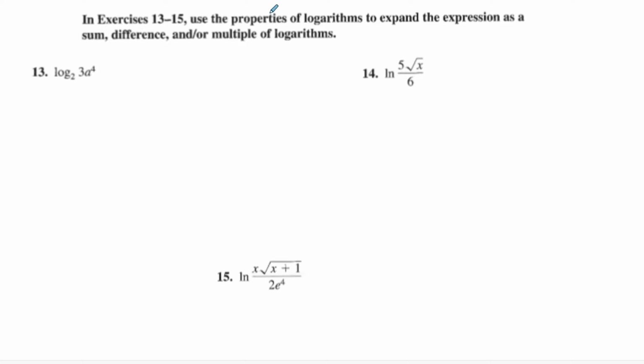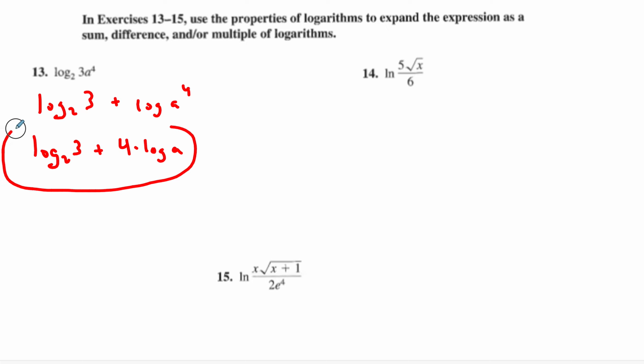Okay. So what's going on here? We've got two numbers being multiplied. So this is going to split out into two logs being added. Now you can't have exponents, so that means the final answer has to have that exponent brought down. So that would be a good final answer. Don't forget to bring the exponents down, people.